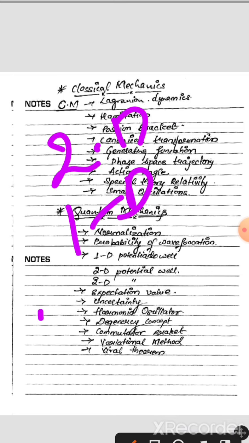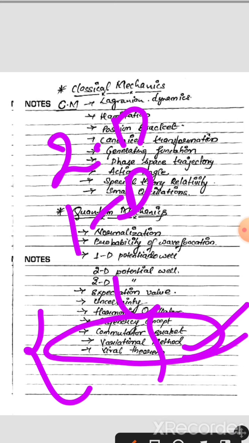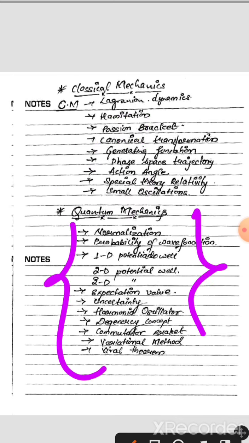And next, find the commutator bracket, and the variational principle directly. A few questions are there where they have given the potential directly and asked to find the value. In the variational method, the questions are quite easy, and the virial theorem is rare. But these are the things you should be aware of while studying quantum mechanics.